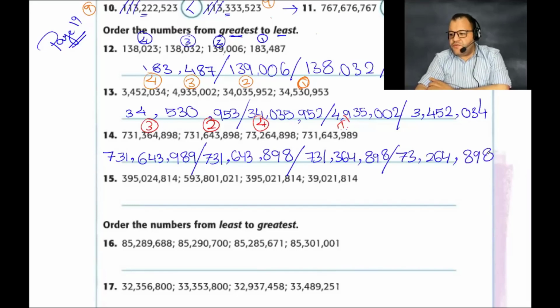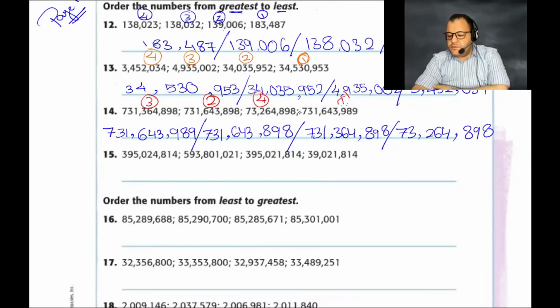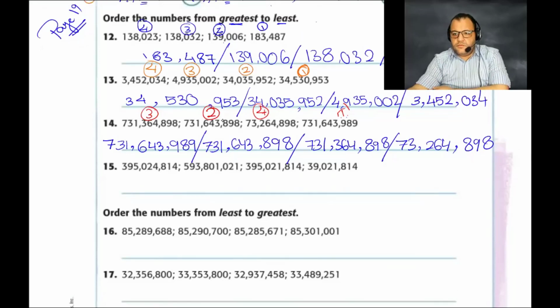Number 15, Yusuf Adel. Solve with me number 15. Yes, mister. Number 15. Mister, wait, I didn't finish number 14. So solve with me number 15. You just raise your hand.